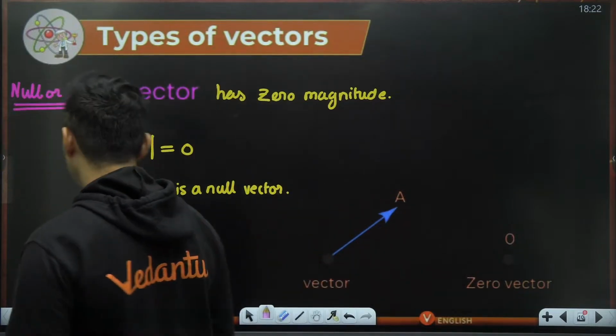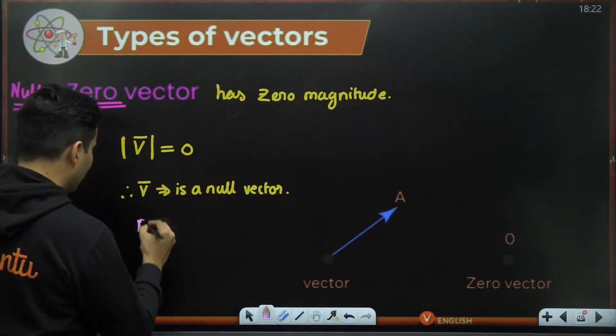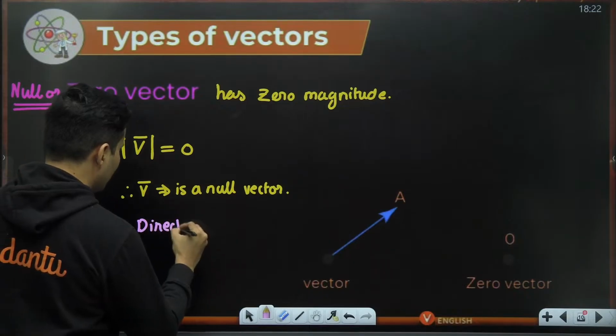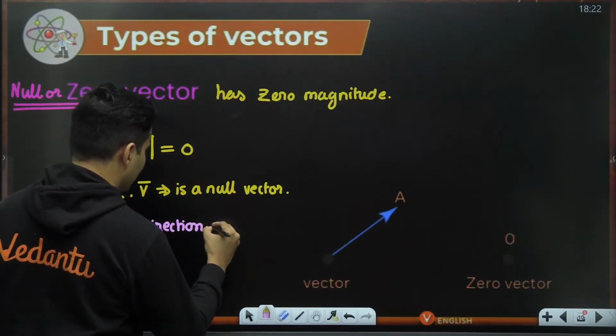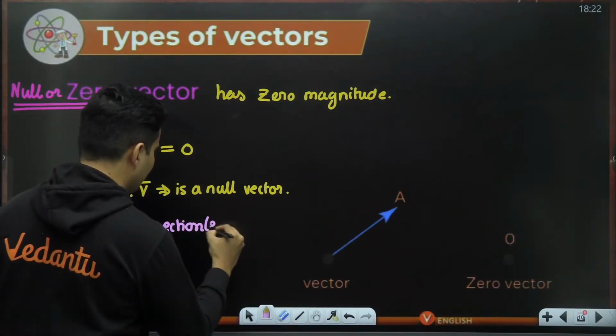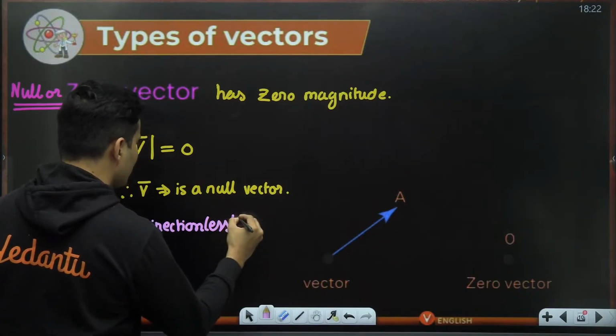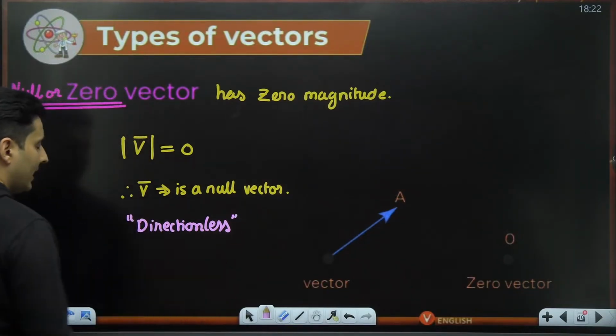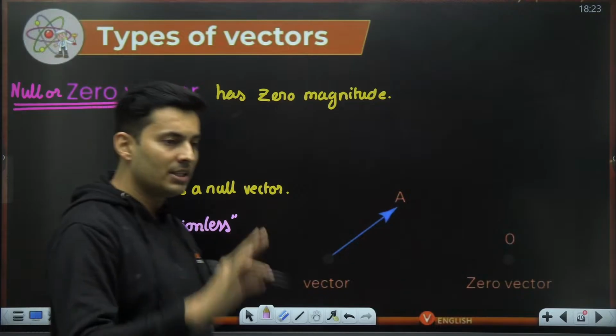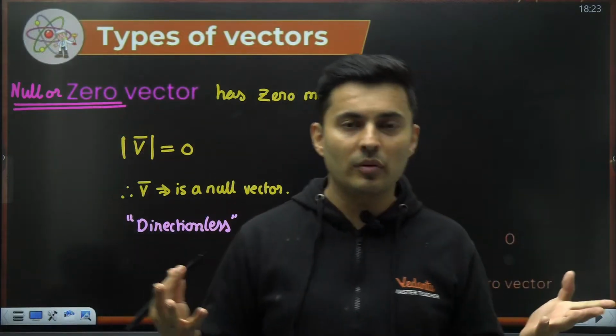Very good. Not determined, or rather, basically, direction is not defined. Directionless. Very important. So a 0 vector is always directionless. It has no direction which is defined. There is no sense of direction.